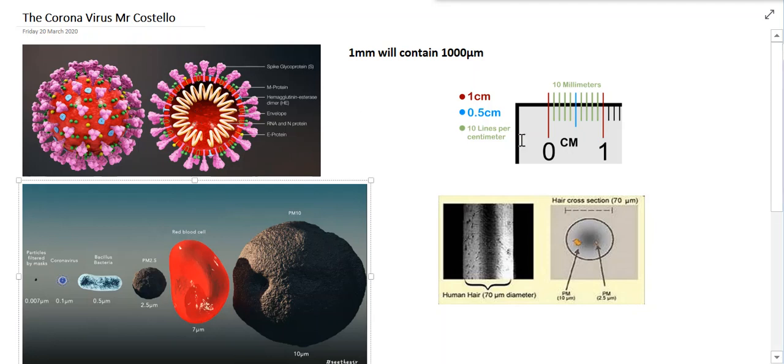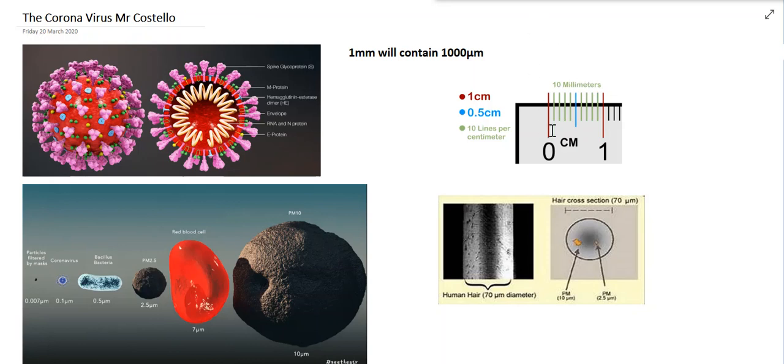So the first thing I want you to do is go to your mat set, get your ruler, take it out and have a look at it. What you'll notice on your ruler is that it'll be in millimeters and in centimeters. The 0 to 1 here is 1 centimeter. Now, we can break down the centimeter into millimeters. So between this tiny space here, which is 1 centimeter, there are 10 millimeters.